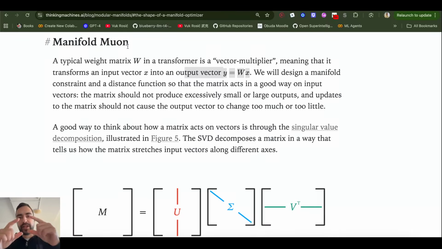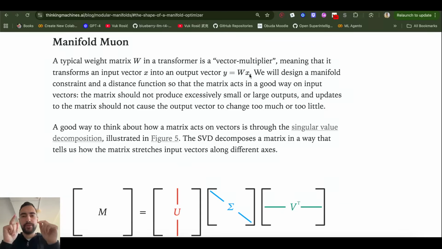A typical weight matrix in a transformer or neural network is a vector multiplier. So we have input vector x and a weight matrix, and in the weight matrix, each of the rows is the weights for a single neuron. So input times the first row gives you the neuron, input times the second row gives you the next neuron, etc. So this is the weight matrix. And usually we would multiply the input x with the weight matrix to get the output y.